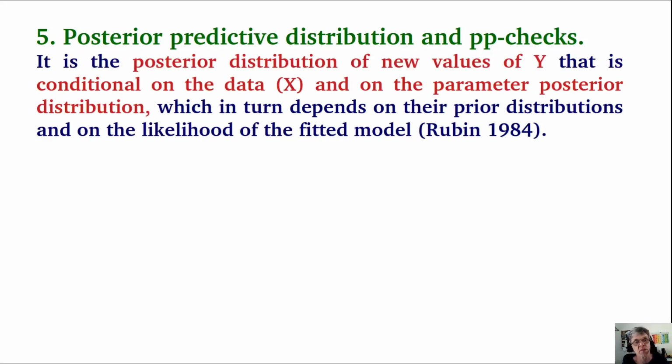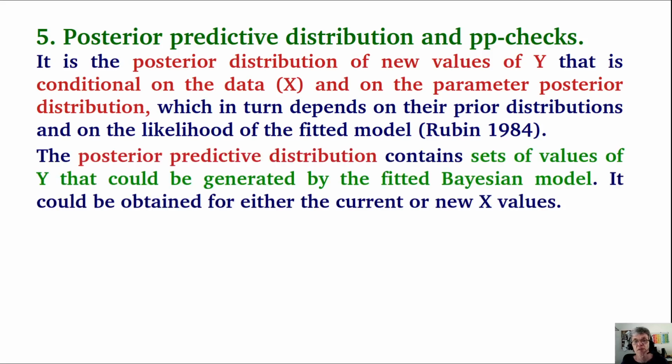So the posterior predictive distribution is the posterior distribution of new values of the response variable that is conditional on the data and the parameter posterior distributions, which in turn depends on the prior distributions and the likelihood of the fitted model. This idea is relatively old, dating from 1984, but has only been put to use very recently in statistical practice. So the posterior predictive distribution contains a set of values of y that could have been generated by the fitted Bayesian model.